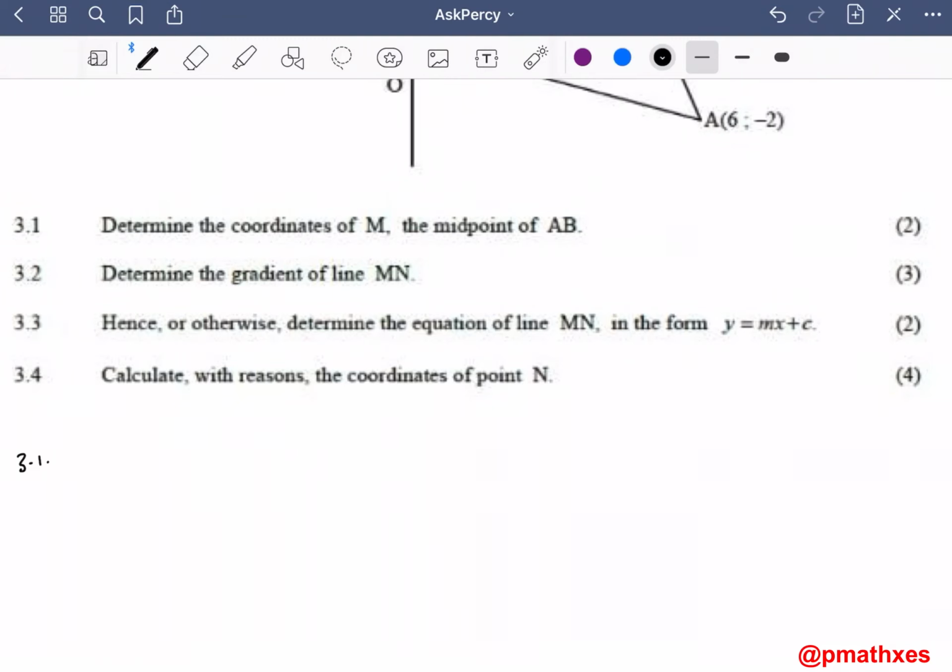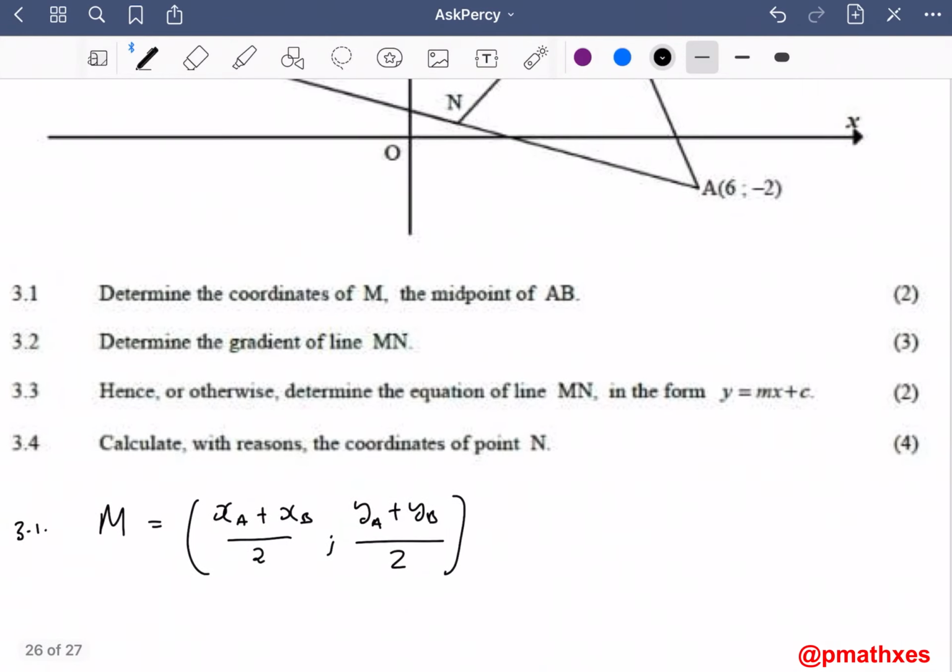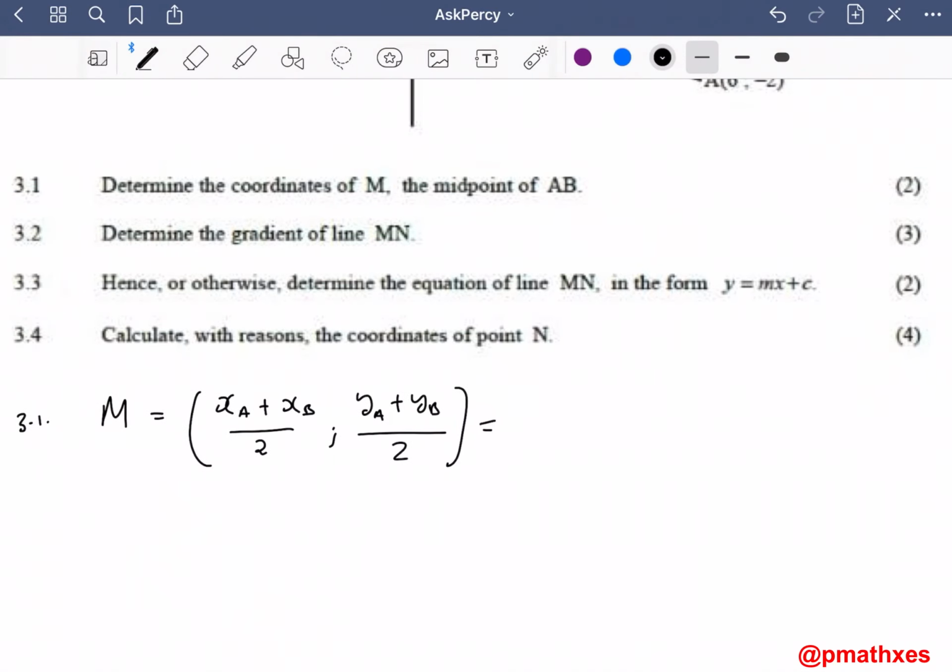The formula we use to find the midpoint: M is the midpoint of AB, so you take the x value of A plus the x value of B and divide it by 2. And you take the y value of B plus the y value of A, it doesn't matter which one you pick, the order doesn't matter, and divide by 2. Then we can just substitute those values.